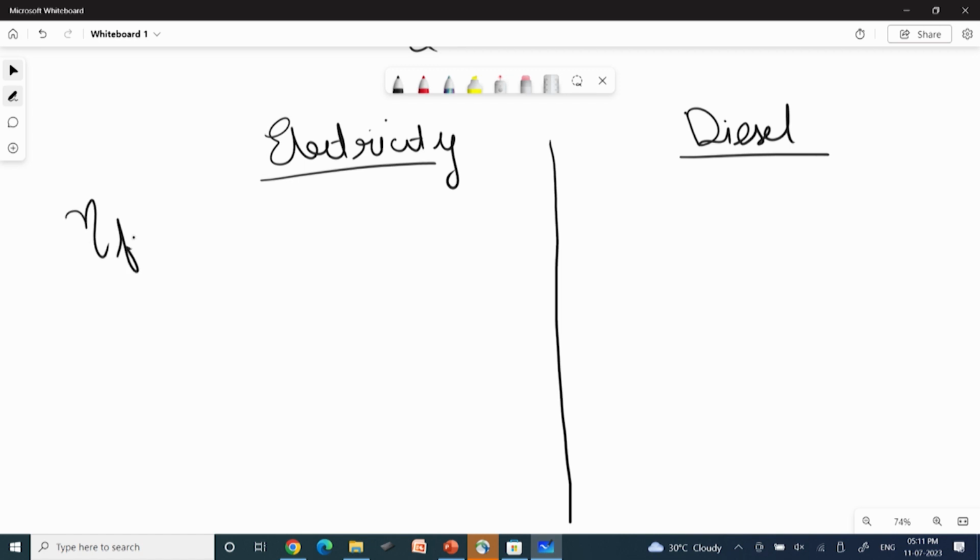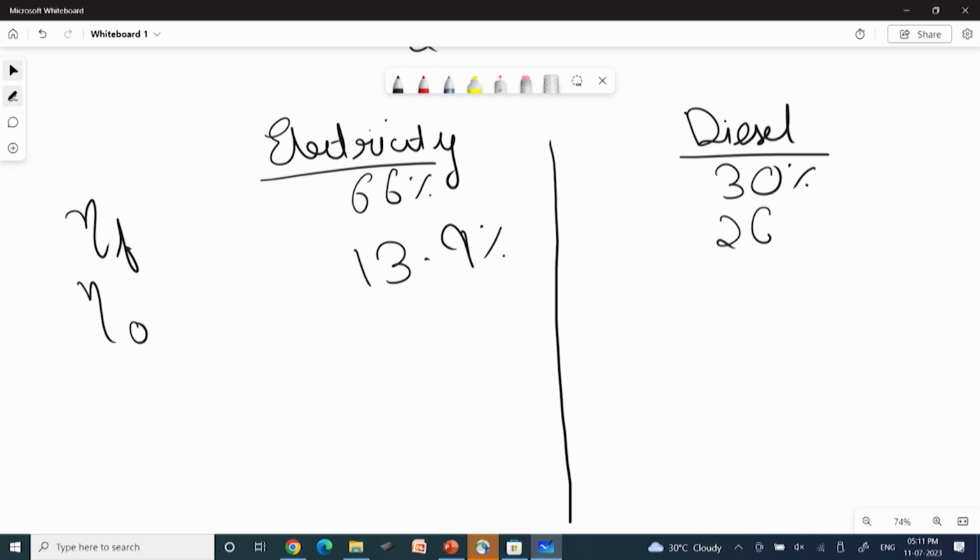Efficiency from the farmer's point of view, we saw that the electricity based system would have almost 66% efficiency, and that for a diesel based system would be almost 30%. If I go with the overall efficiency from the system's point of view, the efficiency is reduced in the case of an electricity based system, comes down to almost 14%, whereas for a diesel system this is quite high at around 26.2%.